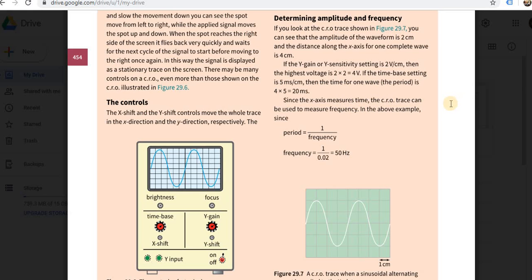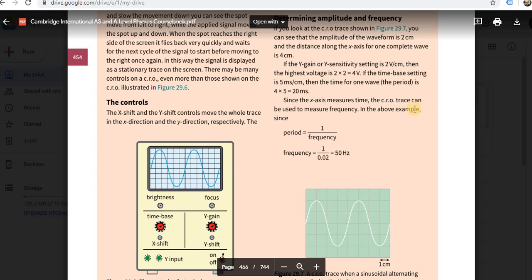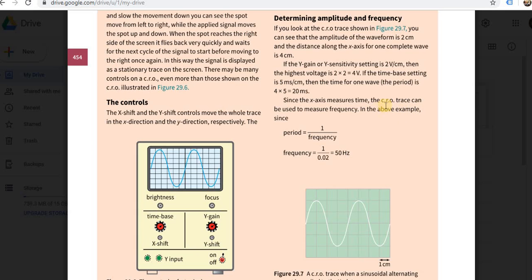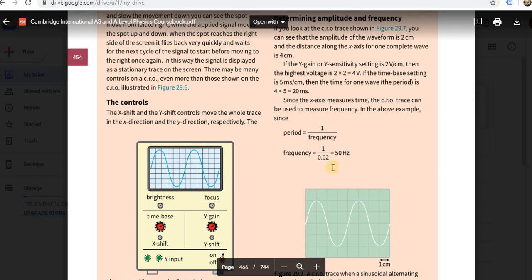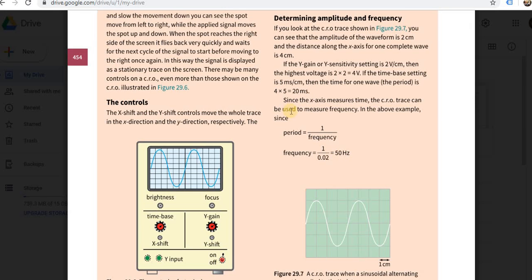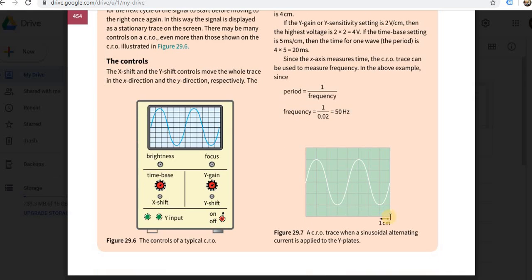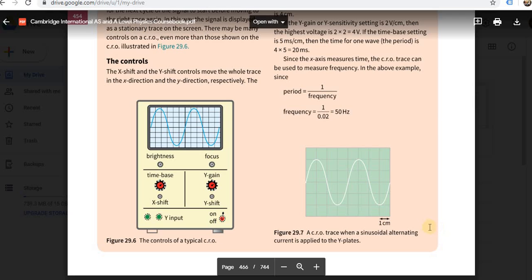Since the x-axis measures time, the cathode-ray oscilloscope trace can be used to measure frequency. In the above example, period is equal to 1 over frequency. So this is how you find the frequency. Frequency is 1 over period, and you found the period already, that is 20 milliseconds or 0.020 seconds. When you convert milliseconds to seconds, you will get 50 Hertz. A c.r.o trace when a sinusoidal alternating current is applied to the Y plates.